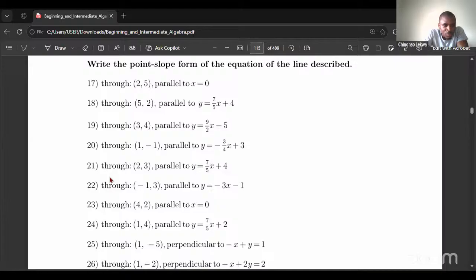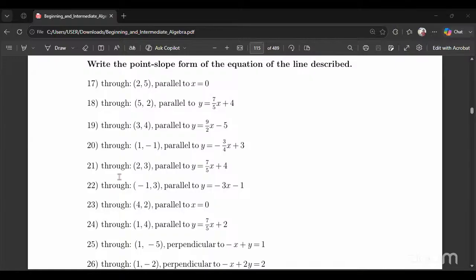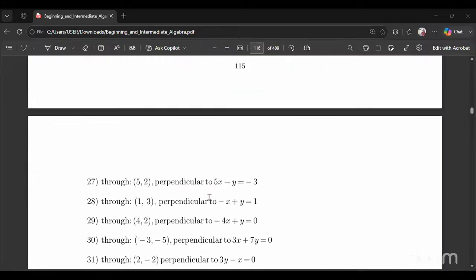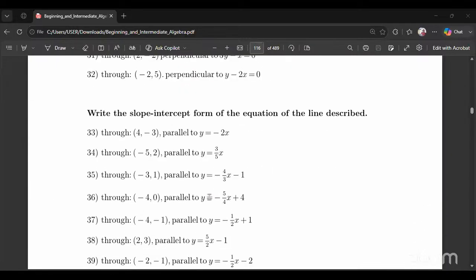And I think this next one says write the point slope form. I think we've done stuff like this before. So we just move on from here. Okay, let's see this one.